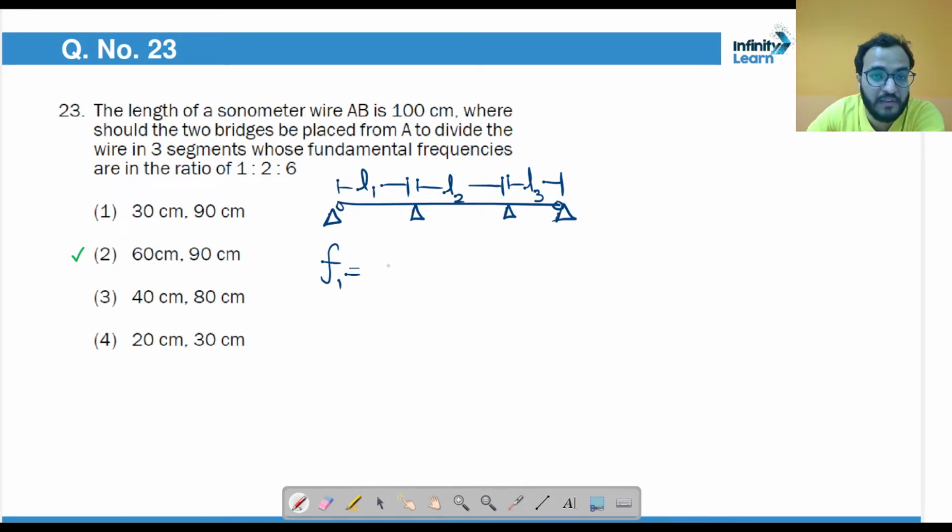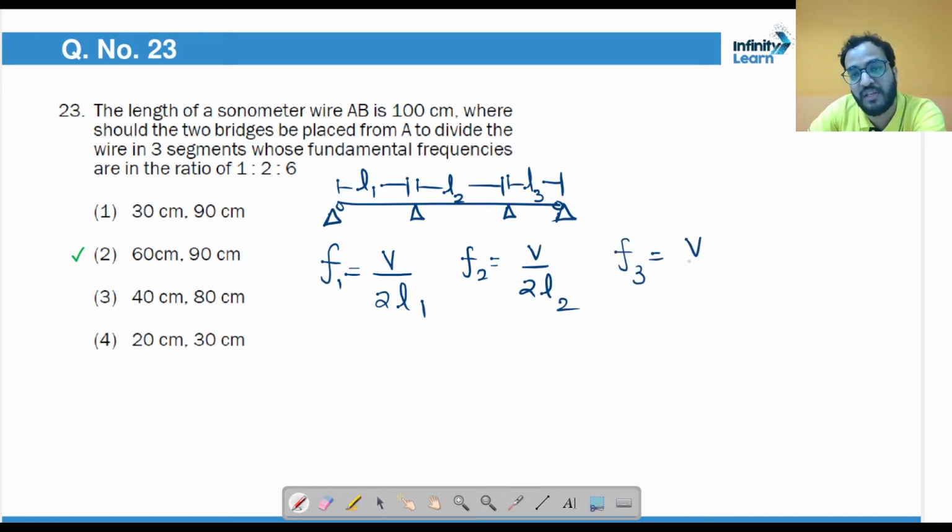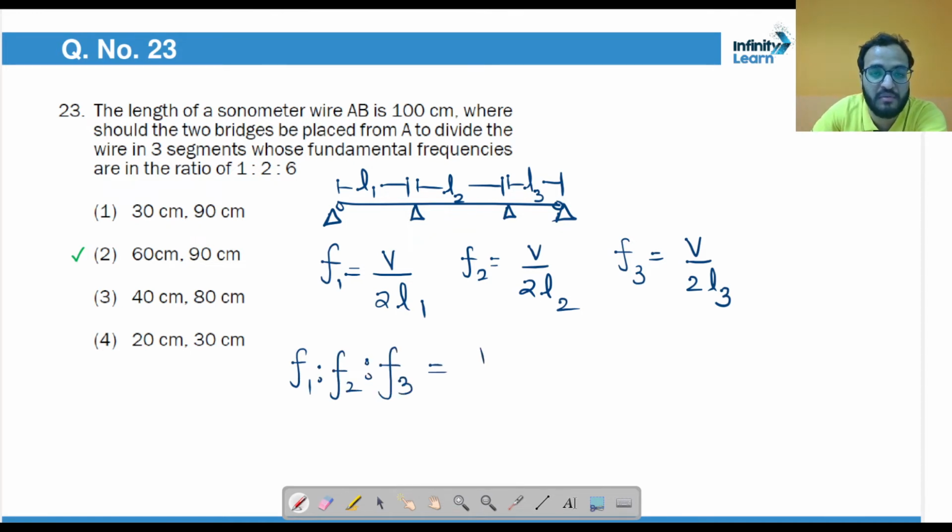So F1 will be V upon 2L1, F2 will be equal to V upon 2L2 and F3 will be equal to V upon 2L3, right? Anyway, frequency is inversely proportional to length because the speed will remain the same as the medium is the same. So F1 is to F2 is to F3 will be equal to 1 by L1 is to 1 by L2 is to 1 by L3.